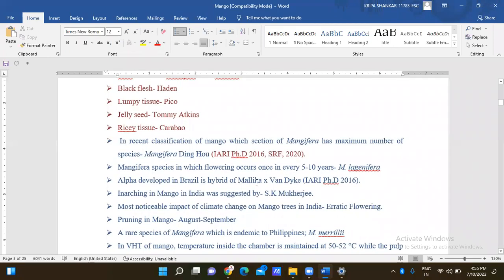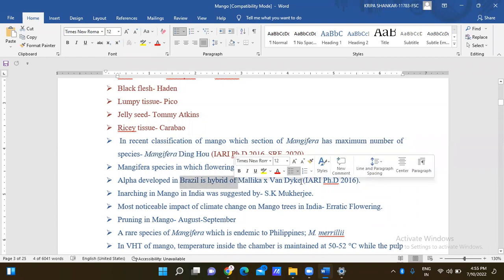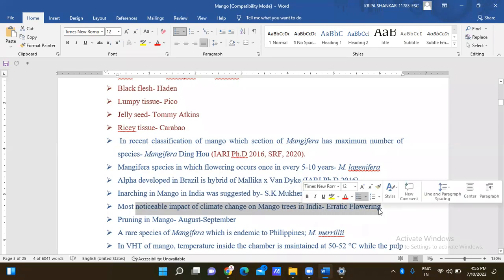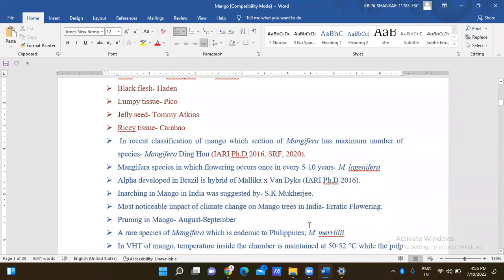Now you have to remember what the maximum number of species is. You should remember the number. Mangifera species in which flowering occurs once in 5 to 10 years is Lagnifera. That is also very important. Then Alpha, developed in Brazil, is a hybrid of Mallika and Vandyke. Remember this parentage of Alpha, asked in IARI PhD 2016. Enarching in mango in India was suggested by S.K. Mukherjee. Most noticeable impact of climate change on mango trees in India is erratic flowering. That is the specific impact of climate change on mango.